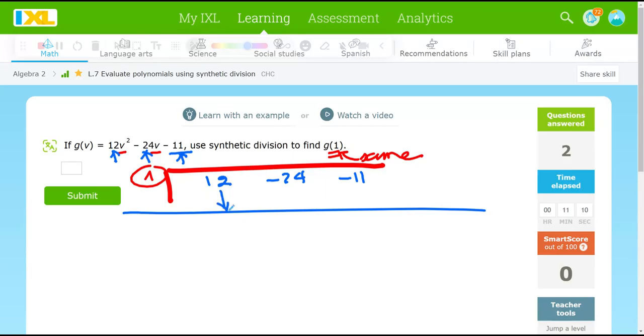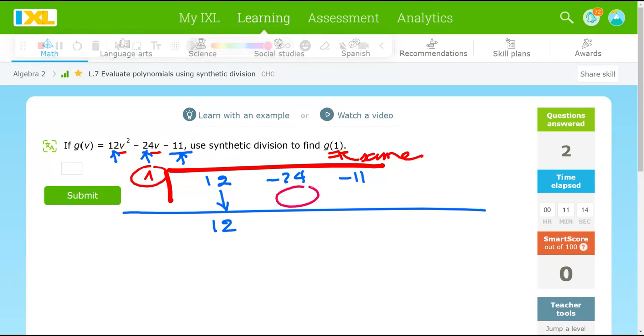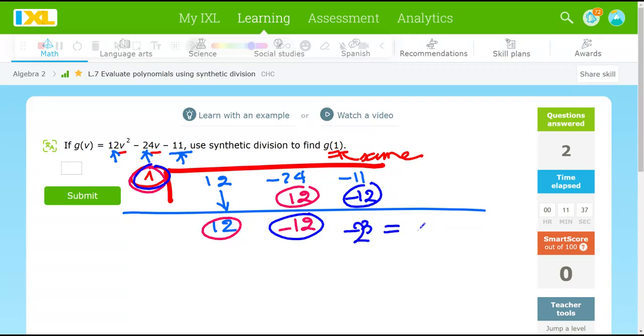First step, you move down number 12. Okay, you want to find a number right here. Very simple. You take number 1, you multiply with 12, so it comes out 12. Add together, it becomes negative 12. So now, similarly, you want to find a number right here. You take number 1, multiply with negative 12, it comes out negative 12. Add together, become negative 23. So negative 23 equals g of 1. Okay, and negative 23 is the remainder.